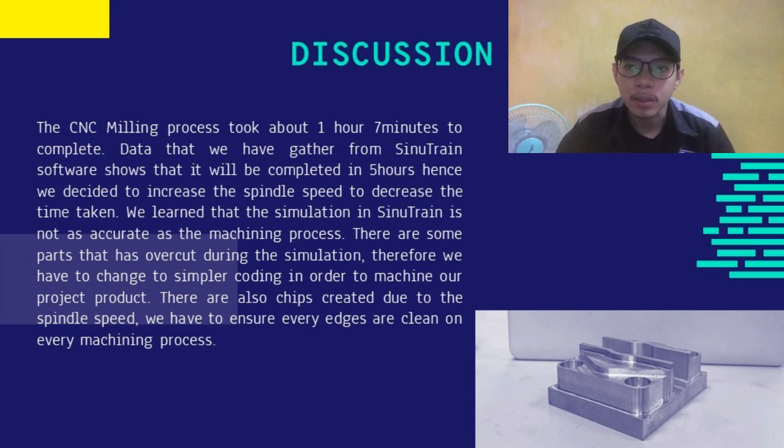There are some parts that had overcut during the simulation. Therefore, we have to change to simpler coding in order to machine our product. There are also chips created due to the spindle speed. We have to ensure every edge is clean on every machining process.